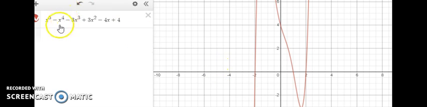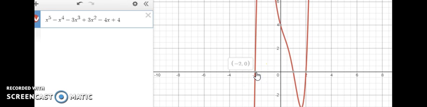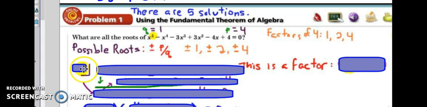So on Desmos, I put in my equation right here. And then I could look. Here's one of my solutions right here. It's negative 2. Here's another solution. Here's another solution. So I am going to pick one of these solutions. If I have x to the fifth, I need 5 solutions, but I can only see 3 right here. So I'm going to use 1 because I saw that was one of my solutions.